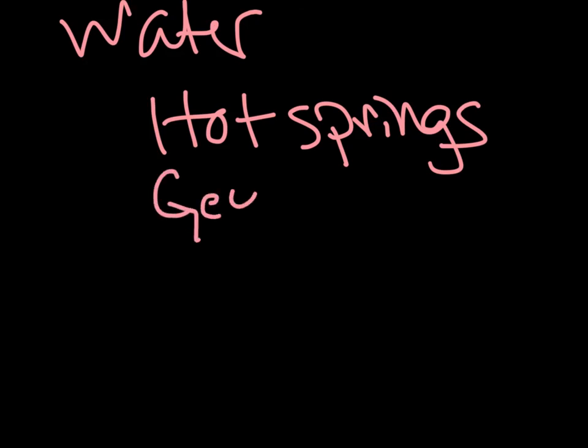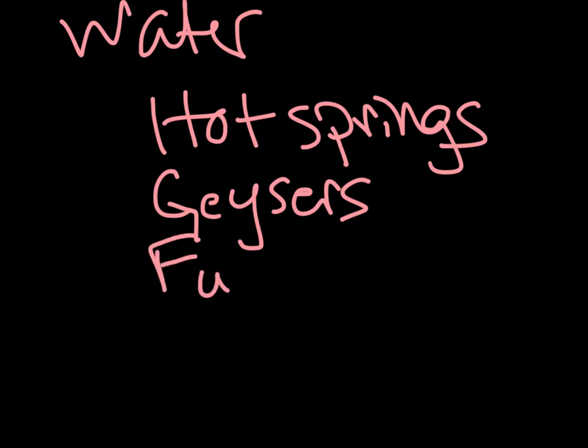There are geysers, and these are those things that we see typically like Old Faithful at Yellowstone, where the water shoots into the air because it's gathered in an underground area and it becomes pressurized and it shoots out. There are fumaroles, and these are similar to a hot spring, but instead of liquid water, they release steam and other gases.